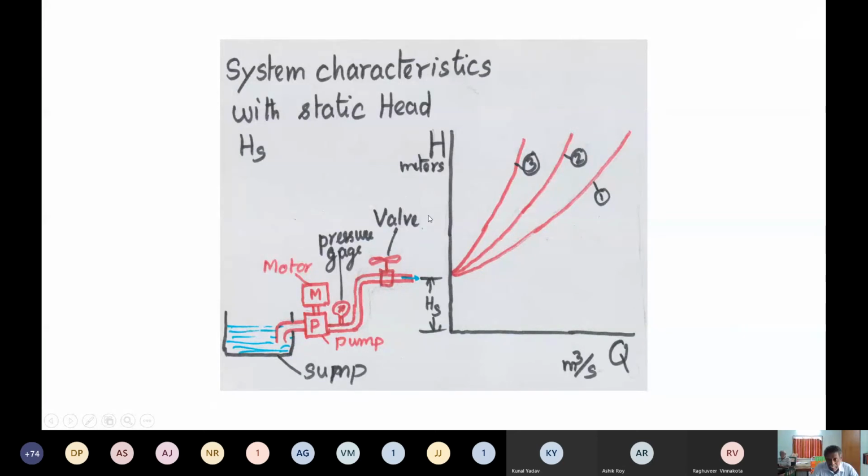Okay, so in this case I have the static head Hs. Then I will get the same pattern for maximum open position. I get the curve 1. As I start closing the valve, for another closed position I get 2, and some more closed position I get 3, and if it is completely closed, maybe a vertical line. Okay, this is about the system characteristics.